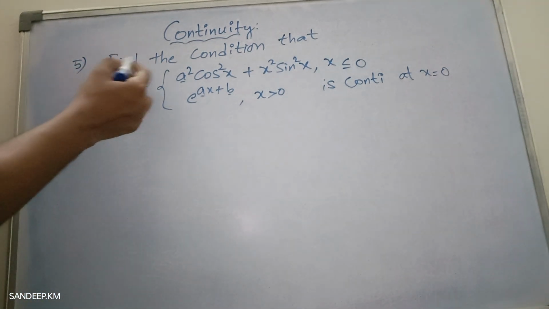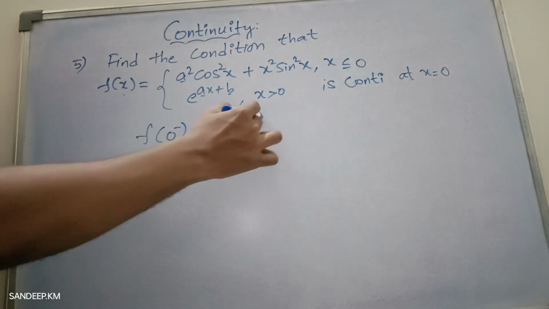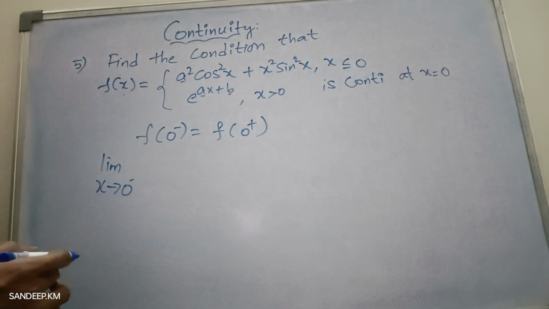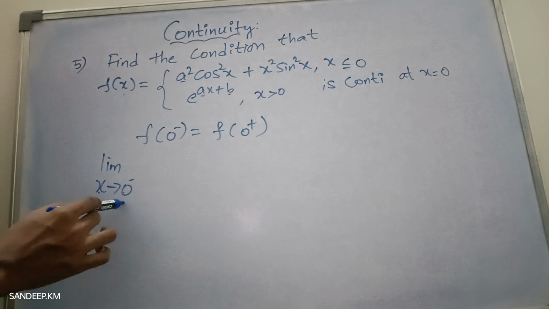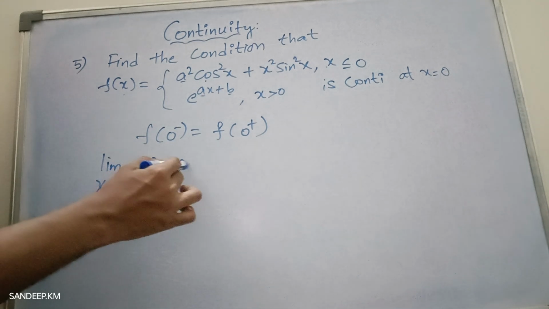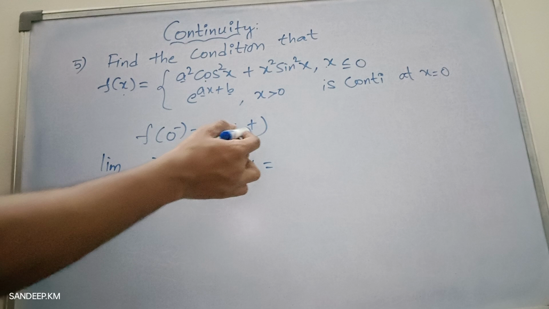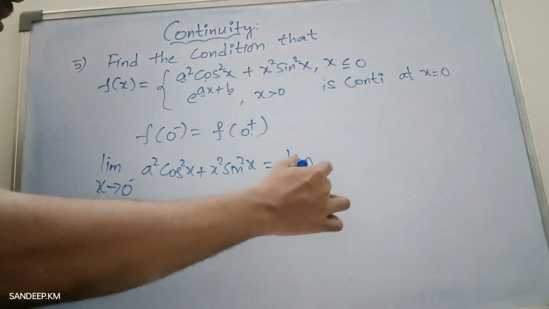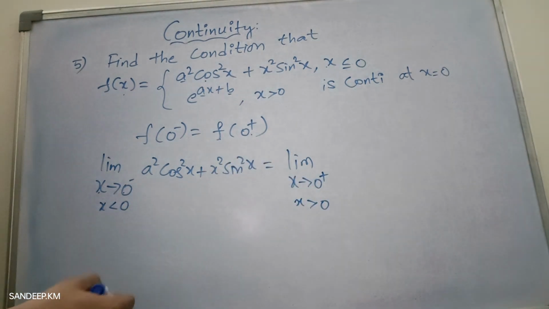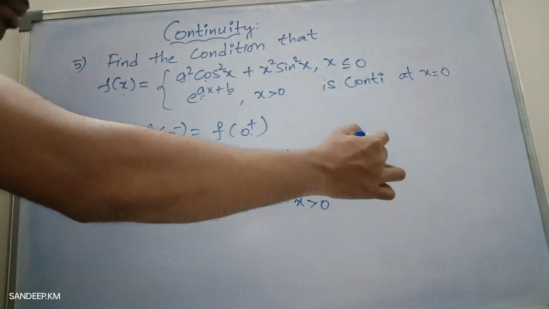Since they told that the function is continuous at x is equal to 0, obviously left hand limit will be equal to right hand limit, correct or not? So dear students, limit x approaches 0 minus, what is f of x? x approaches 0 minus means x is less than 0. And if x is less than 0, this is the function: a square cos square x plus x square sin square x. And what is f of 0 plus? That means limit x approaches 0 plus f of x. x is approaching 0 plus means x is greater than 0 only, right? So x is greater than 0 means our f of x will be e power ax plus b.